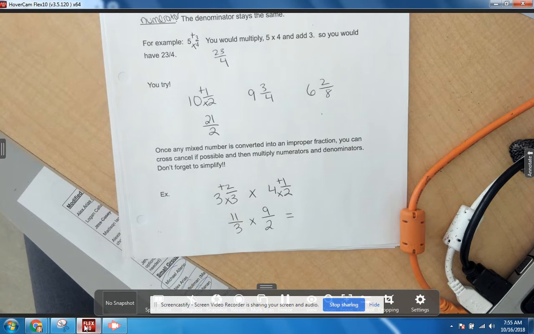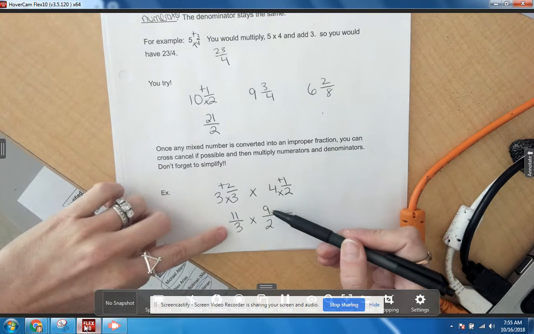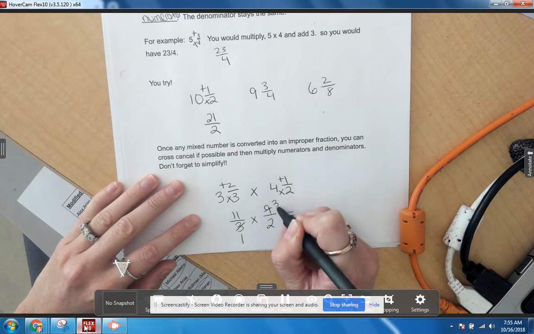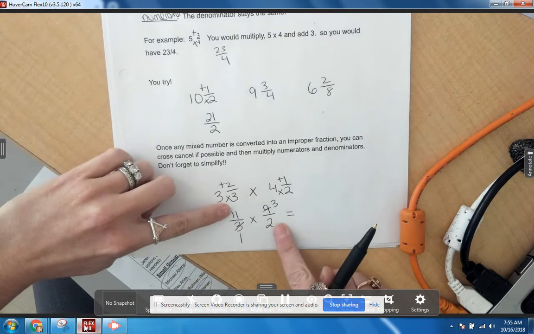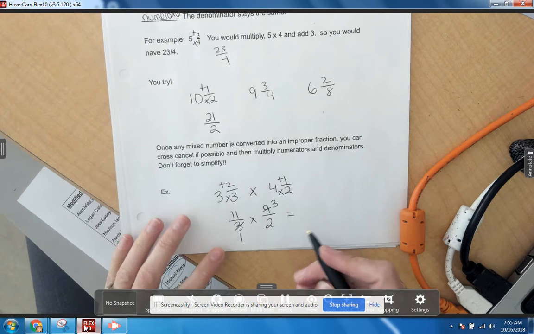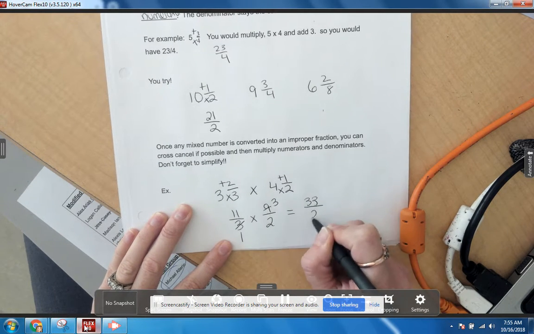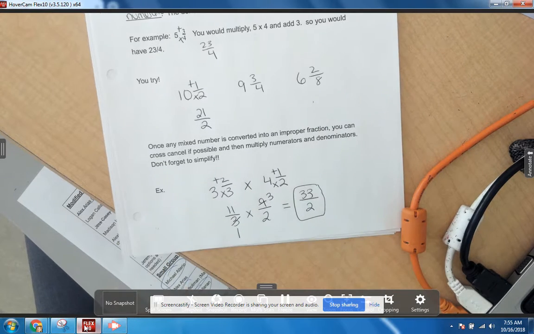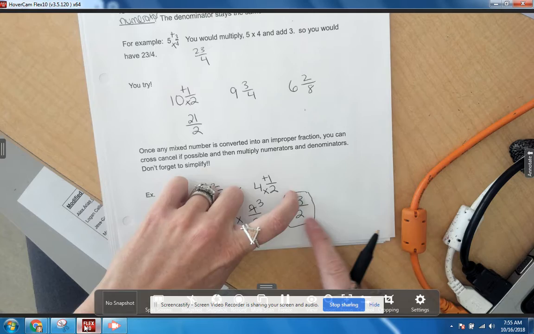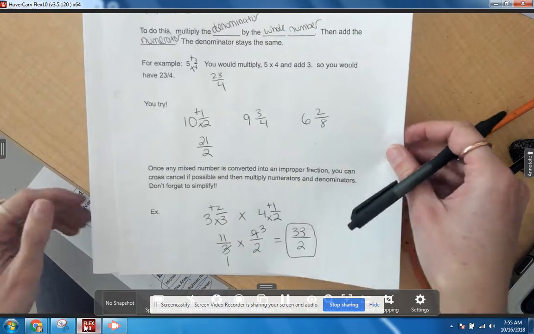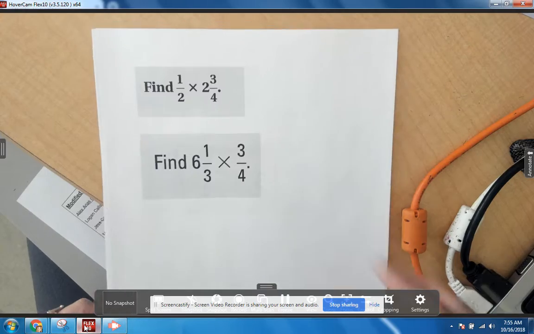Now I want to see if I can cross cancel. I could divide both of these by 3. So 3 divided by 3 is 1, 9 divided by 3 is 3. I can't do anything with the 11 and the 2, so I'm going to multiply right across. 11 times 3 is 33, 1 times 2 is 2. You can actually leave your answer improper as long as it's in simplest form. So if this was an even number, you would want to divide them both by 2, but it's actually in simplest form.